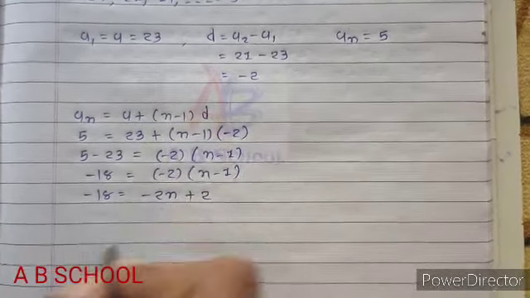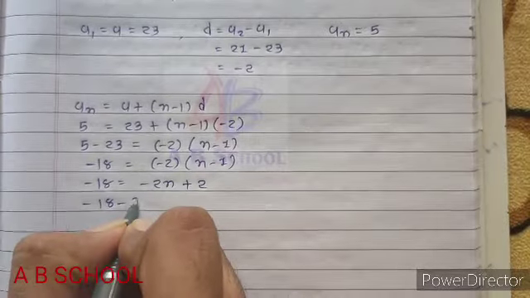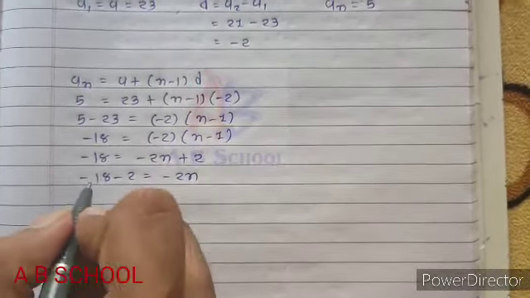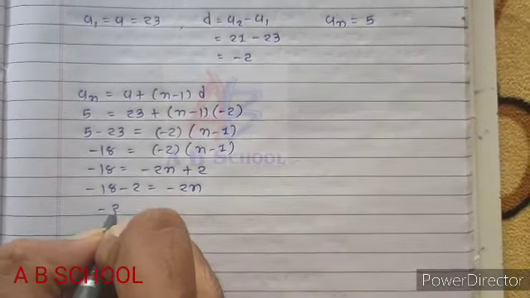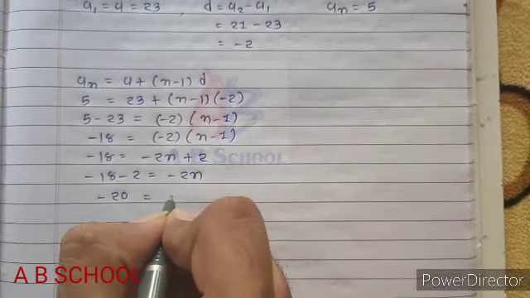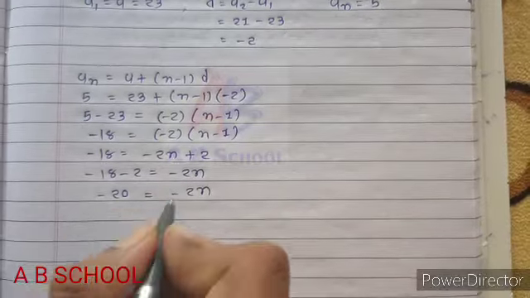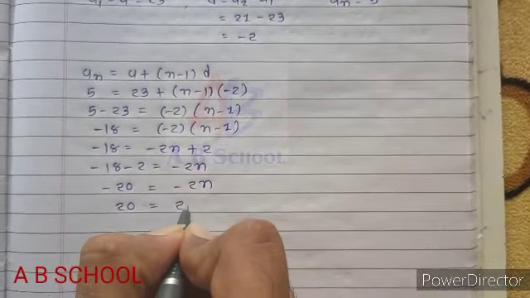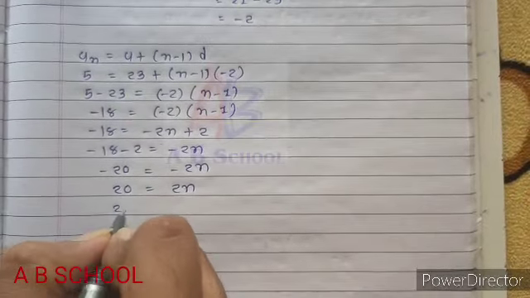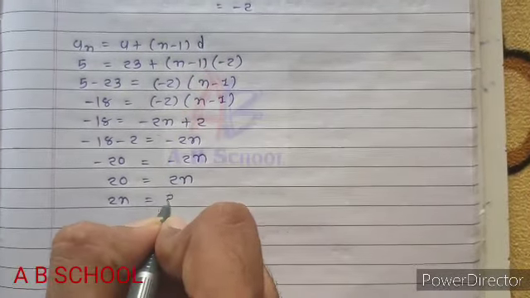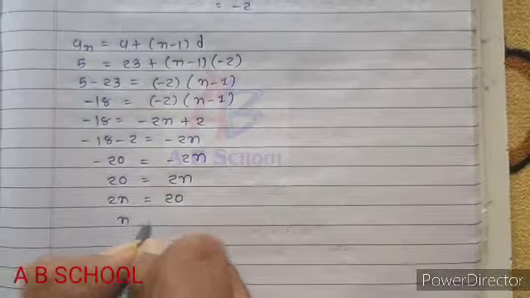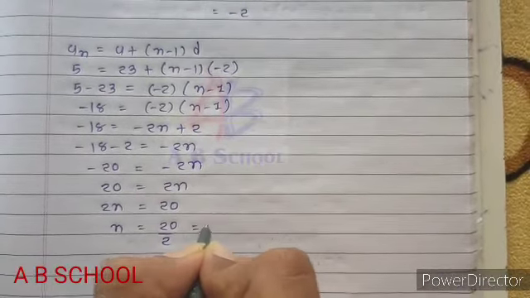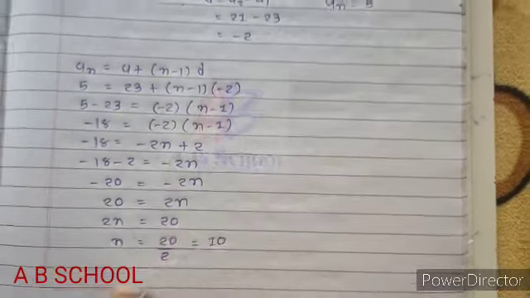Minus 18 minus 2 is equal to minus 2n. So minus 18 minus 2 is equal to minus 20, is equal to minus 2n. Minus cancels, so 20 is equal to 2n. So 2n is equal to 20, the value of n is 20 divided by 2. So n is equal to 10.